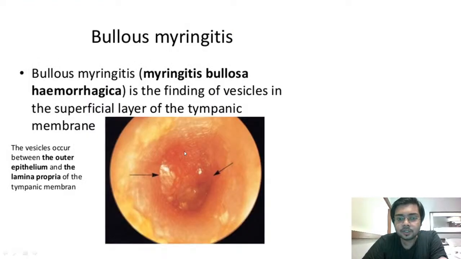Another otoscopic picture where you can see some vesicular eruptions in the congested tympanic membrane. So here you can see small vesicular eruptions. So this is a condition called bullous myringitis. And why is it so called? Because there are different small eruptions, and the causative organism, which is seen by culturing the fluid in this bulla, is Streptococcus pneumoniae.